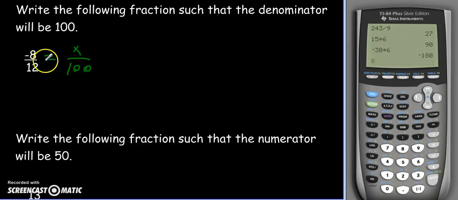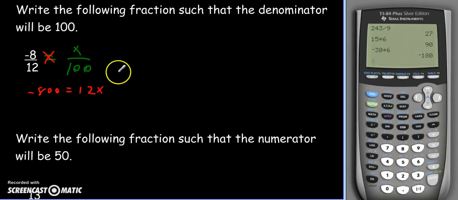This is known as a proportion. It's an equation such that two fractions are equal to one another. And one of the ways to solve them is using cross multiplication. Soon we're going to look at why cross multiplication works. For now, we're just going to know it's something we can do. So we're going to purposely figure out what this number should be. So cross multiplying means to multiply across. So the negative 8 times the 100 is negative 800. 12 times x is 12x.